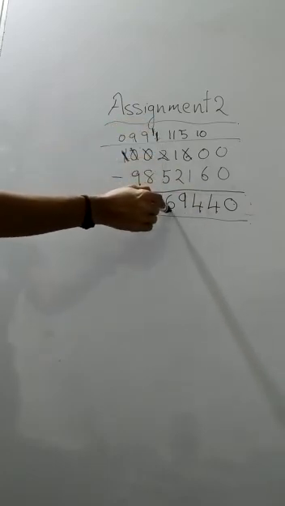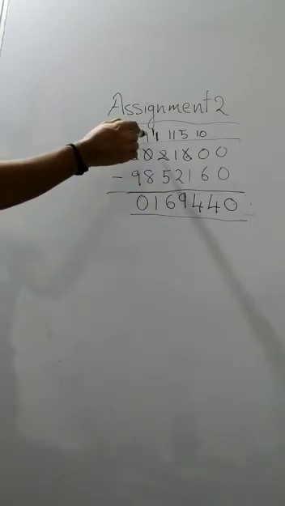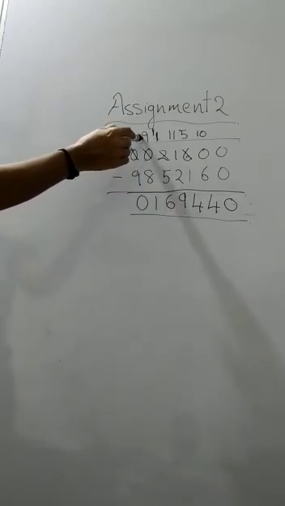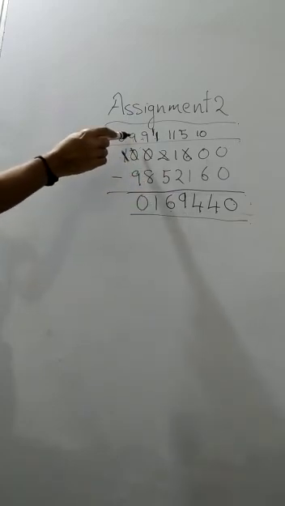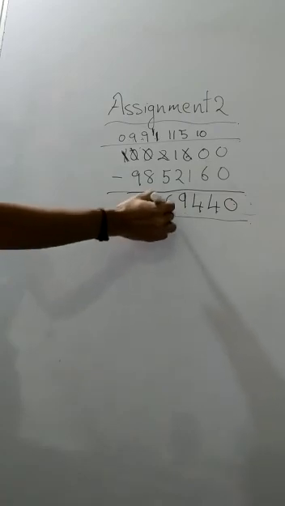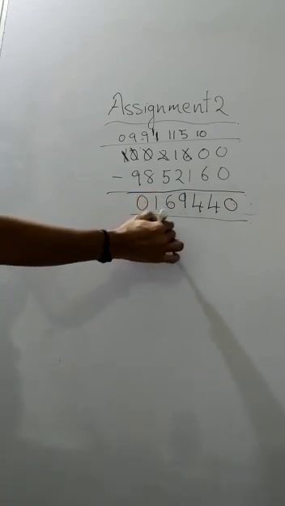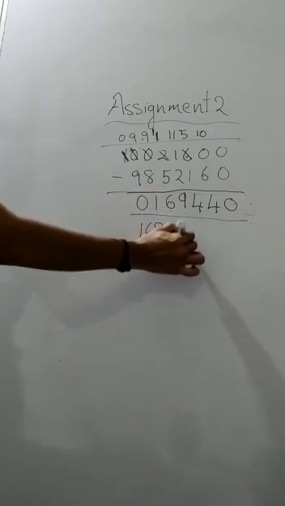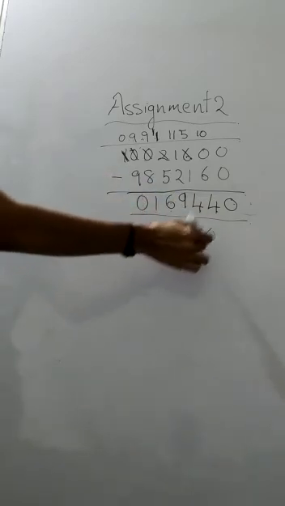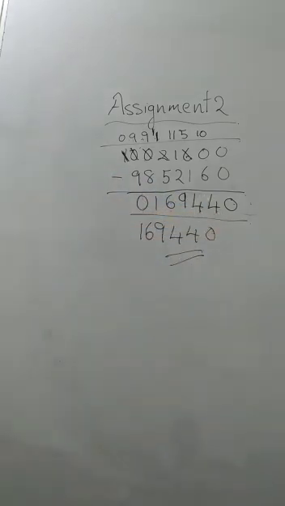Now 11 minus 5 will be 6. Then 9. So here this 0 has changed to 9 now. 9 minus 8 is 1. 9 minus 9 is 0. So this will be the number. So this means it is 169440. The 0 has no significance. This is the number.